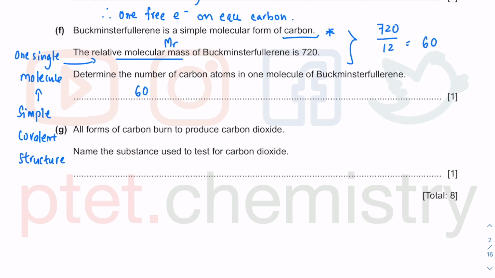All forms of carbon burn to produce carbon dioxide, including diamond. Name the substance used to test for carbon dioxide. You use limewater. I think I spelled it incorrectly. Limewater will turn milky, will turn cloudy in the presence of carbon dioxide, because limewater is a saturated solution of calcium hydroxide.